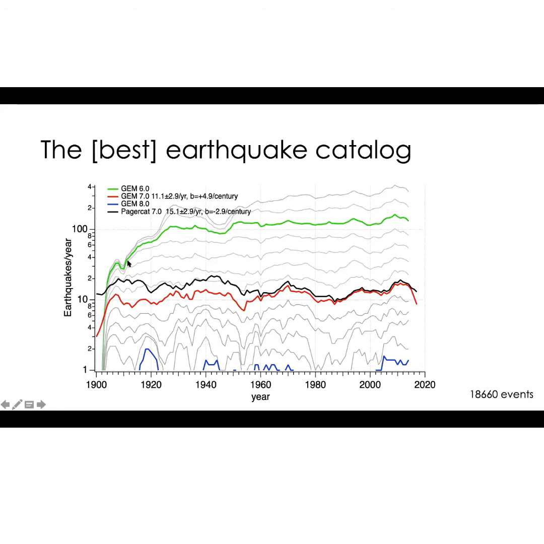But if you look at these lower magnitudes, so for magnitude 7, which is the red line for GEM, maybe complete starting in the early 1920s. And for magnitude 6, it's pretty clear that even our best catalog, the GEM catalog plus the supplements, is incomplete before 1930, or maybe even doesn't get complete until all the way after World War II.